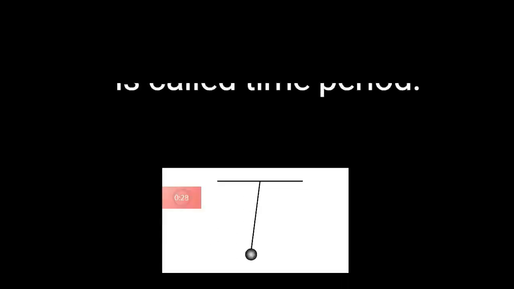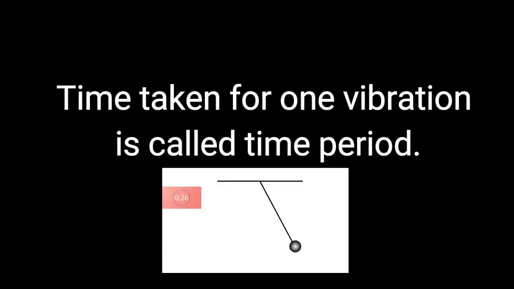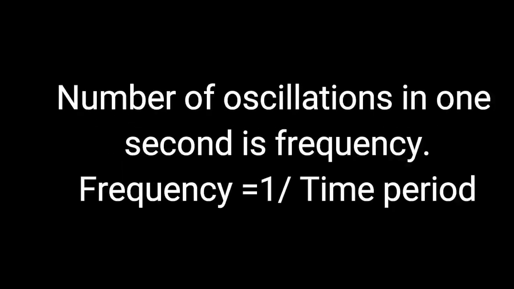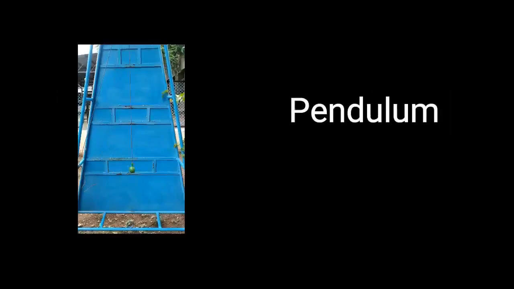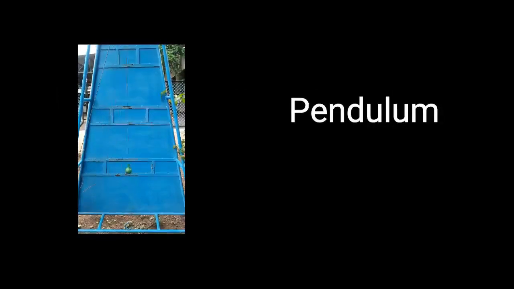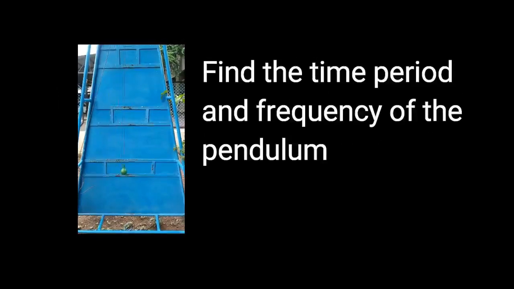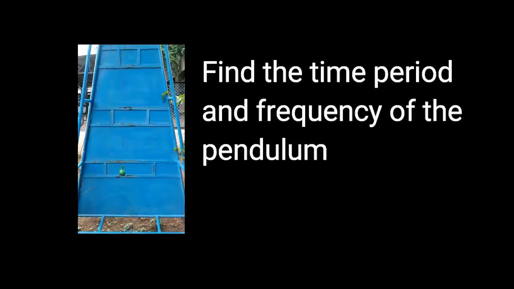I'm giving you one more example to find time period and frequency. And what is time period? Time taken for one oscillation is the time period. Number of oscillations per second is frequency. I'm going to show you a pendulum, and you have to write in the comment box the time period and frequency of the pendulum. Let us start.